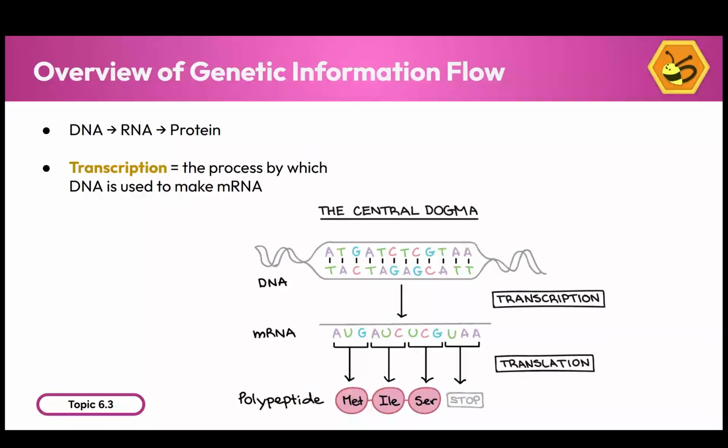So here's the overview of the genetic information flow. It goes DNA, then RNA, and that's proteins. That's just the basic overview. I'm going to go through each step thoroughly. This is called the central dogma of molecular biology, this DNA to RNA to protein flow. Transcription is the very first step. This is the process where we take the information from DNA and use it to make a messenger RNA, or mRNA, molecule. Again, I'll go over this in depth.